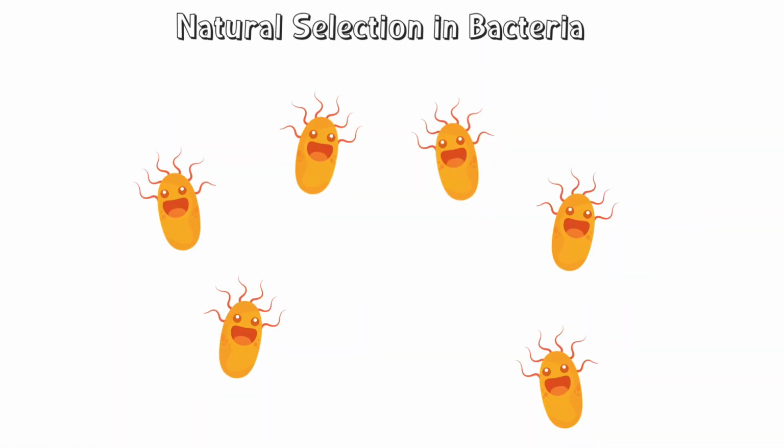Natural selection happens much faster in a population of bacteria. The selection pressure will take the form of an antibiotic. Antibiotics kill bacteria. However, due to the rapid reproduction in bacteria, mutations are more likely to occur.